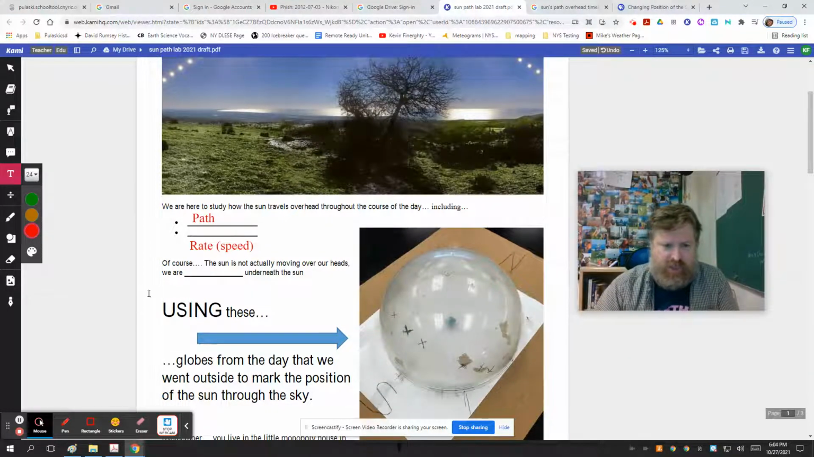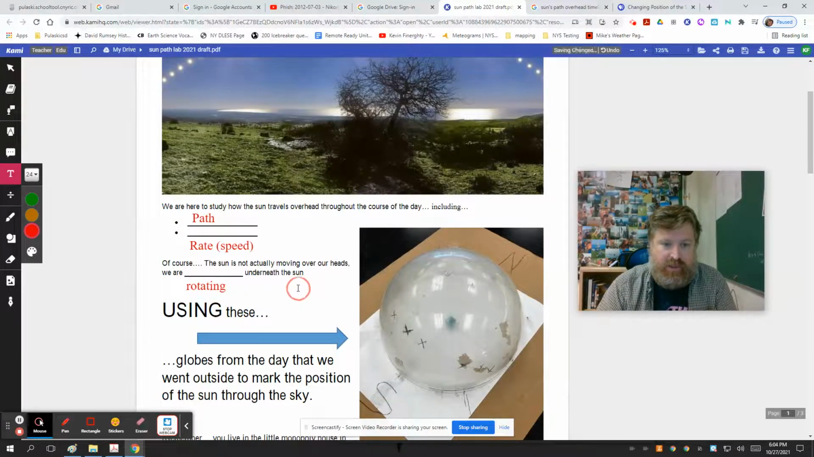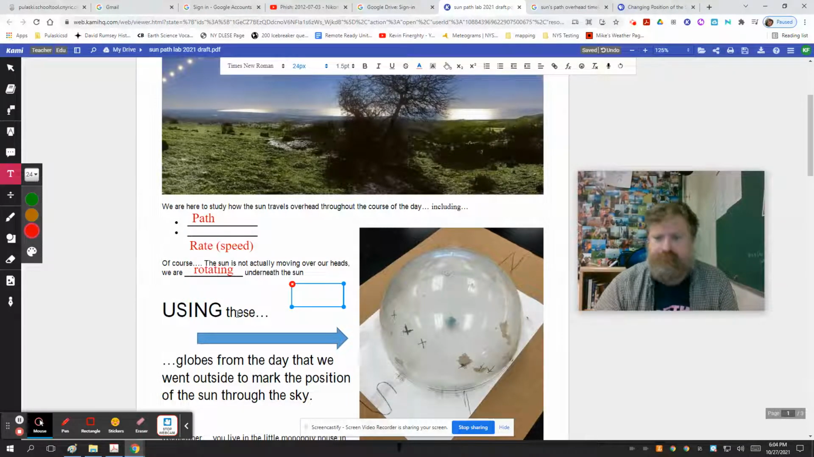Let's keep in mind as we do it, the sun is not actually moving over our heads. What's going on? What are we doing? We are rotating underneath the sun. Sorry, these blanks are all a little small. We are rotating underneath the sun. Now, we've talked about this for weeks now, right? It feels like we're sitting still here.